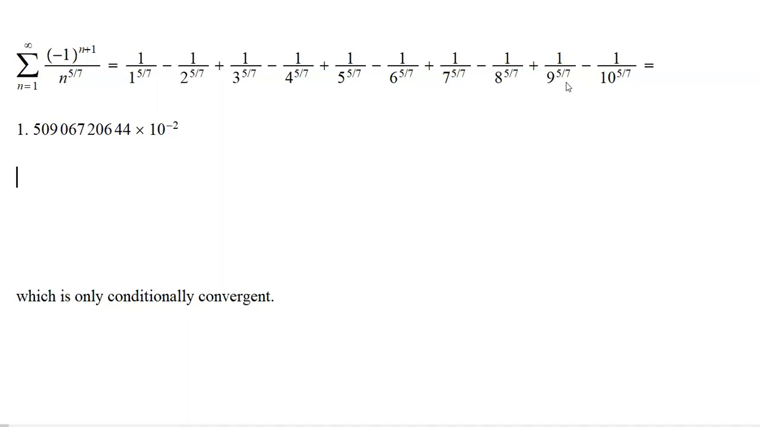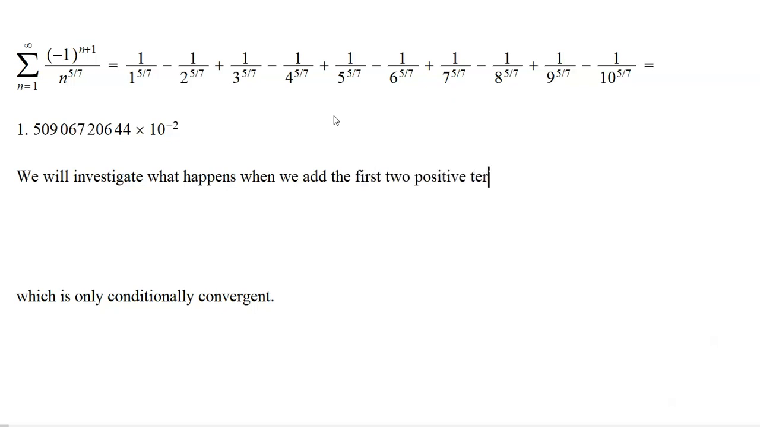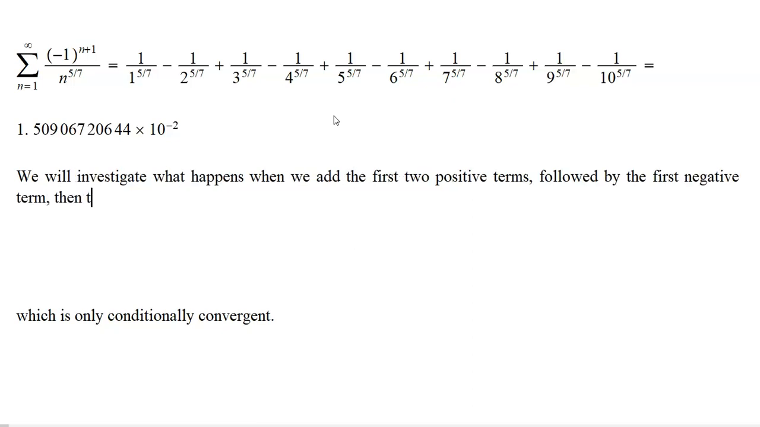So how are we going to add these in a different order? Okay, here's what we're going to do. It's a simple rule. We will investigate what happens when we add the first two positive terms followed by the first negative term, then the next two positive terms followed by the next negative term, and so on.